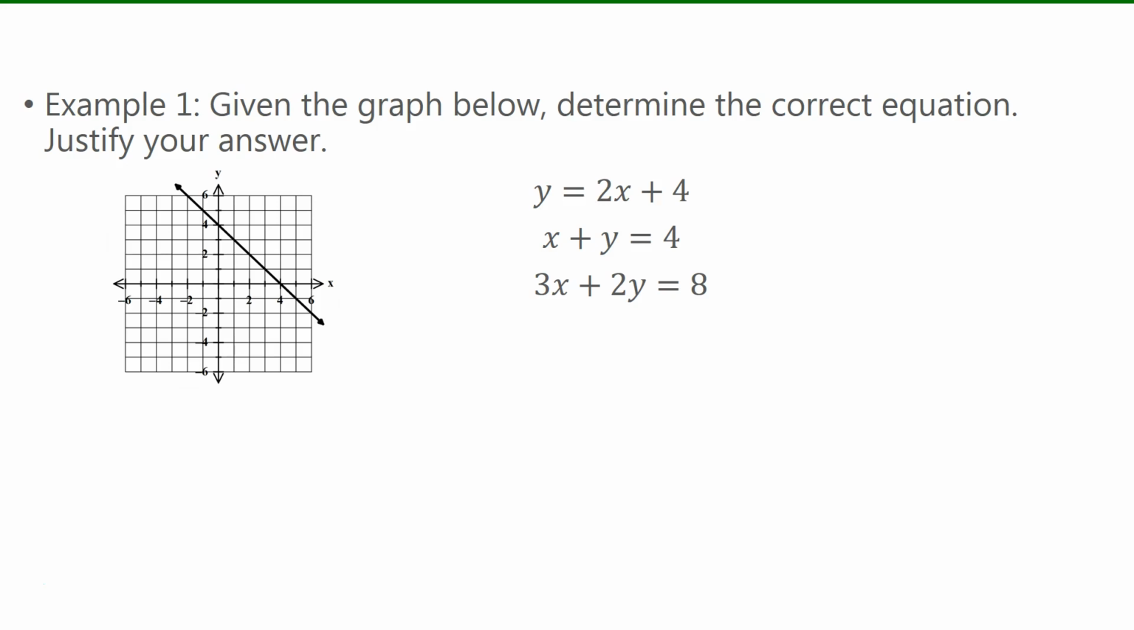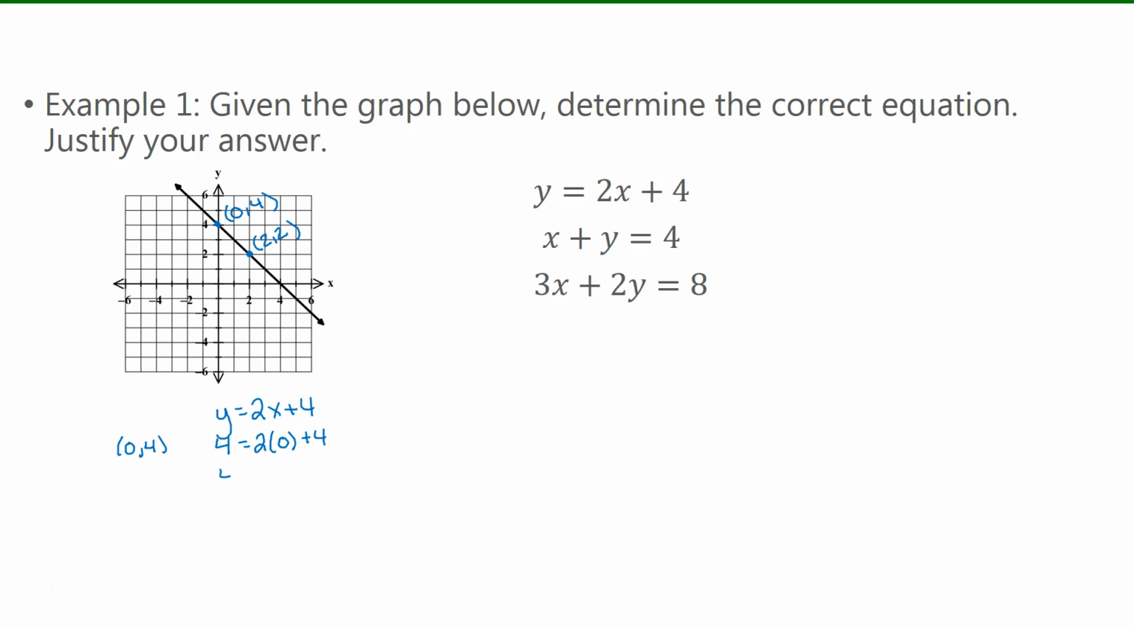We have a graph on the left and we have to match that with the correct equation on the right. So we'll start by picking a couple points on the line. Here, this can be represented by the point (0, 4), and this point, which is (2, 2). So we'll start with the equation y equals 2x plus 4 and plug in (0, 4) by replacing the y value with 4 and the x value with 0.